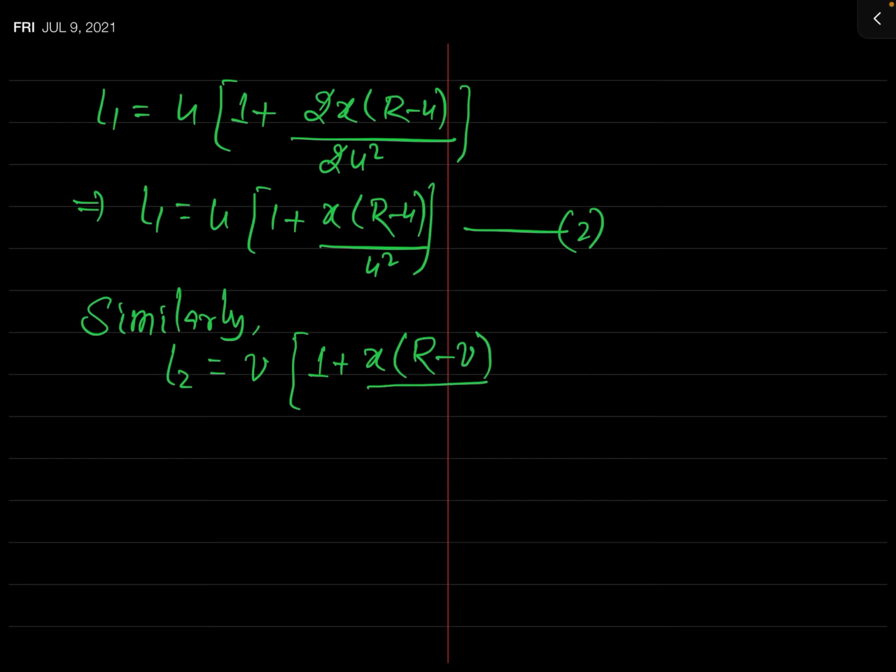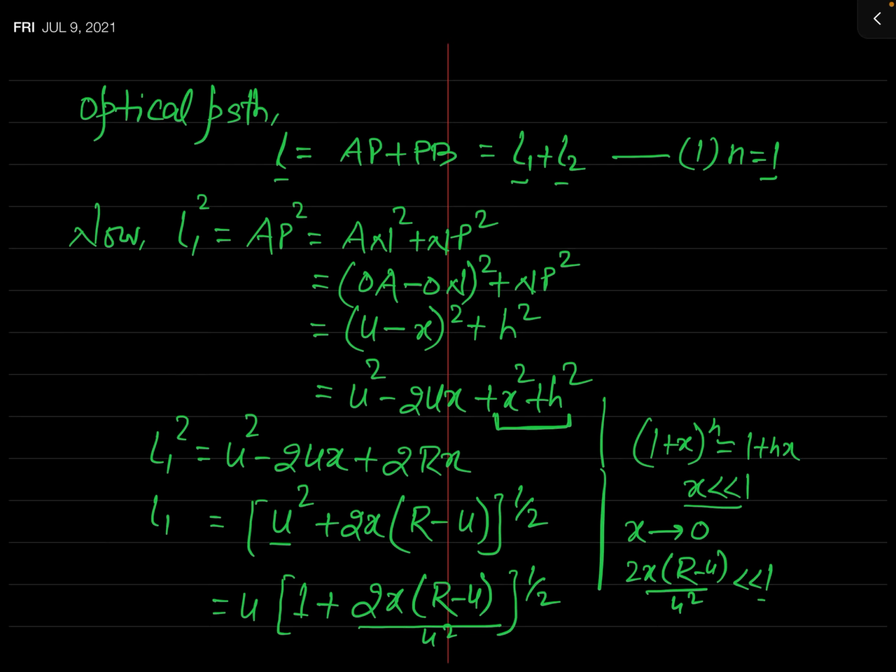Instead of U, I am writing V and over V square. So this is the value of L2. So you can see we have calculated the value of L1 and L2 from the geometry of the figure. Now see this equation 1. Actually, equation 1 is defining the optical path. So let us substitute the value of L1 and L2 in this equation 1, and after that you will get the optical path traversed by this paraxial light ray.